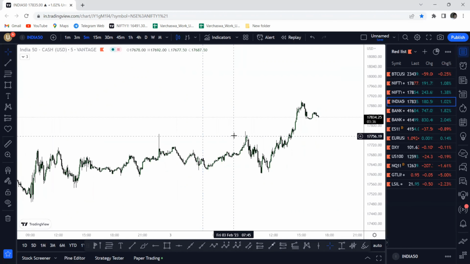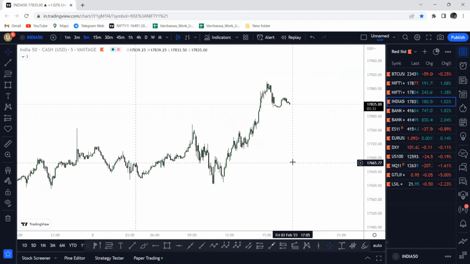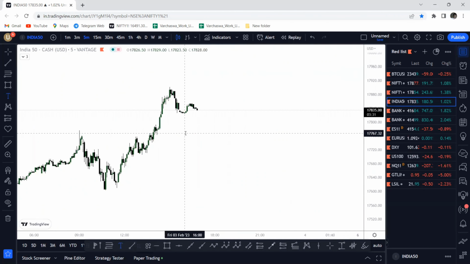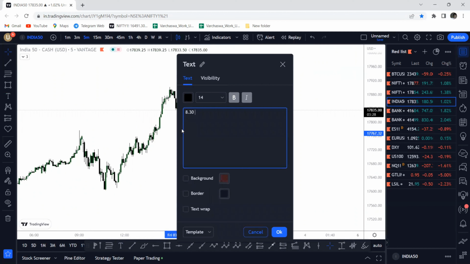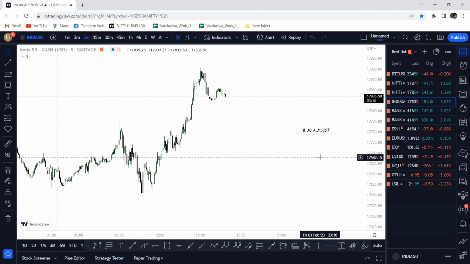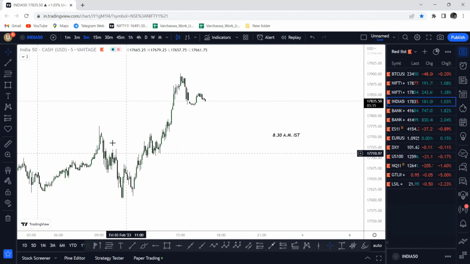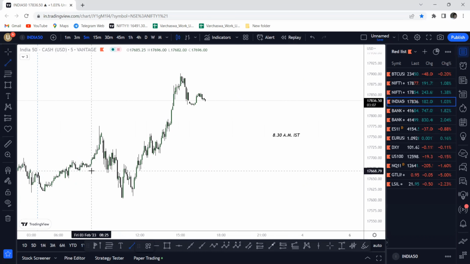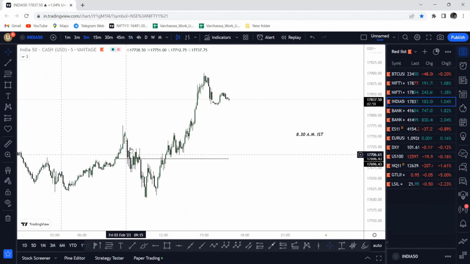So what is that secret timing? What is the secret sauce that we are supposed to look for? It is this particular time, 8:30 a.m. IST, Indian Standard Time. All you simply have to do with this timing is mark the opening price of 8:30. So let's mark the opening price of 8:30. If you see, this is the opening price of 8:30 right here.